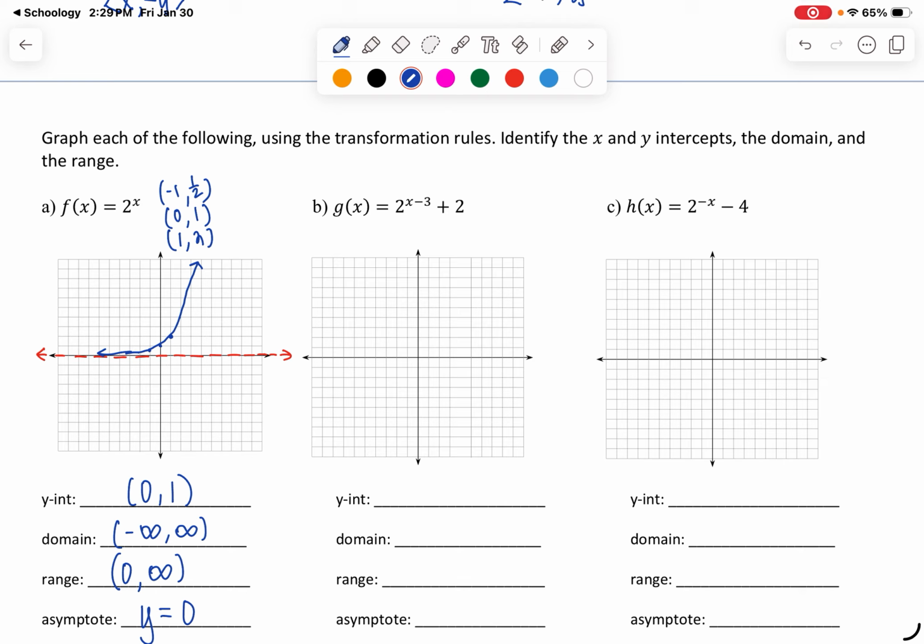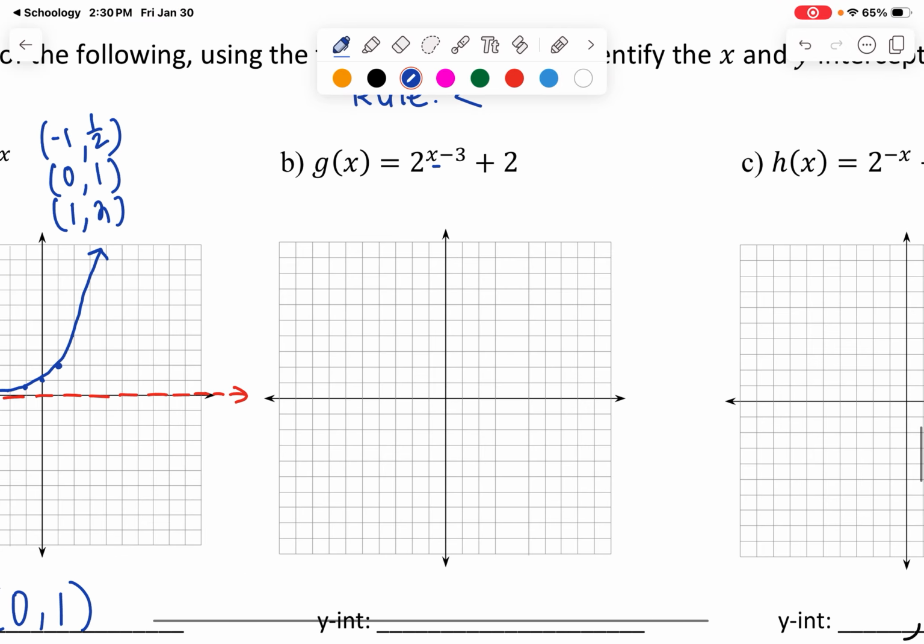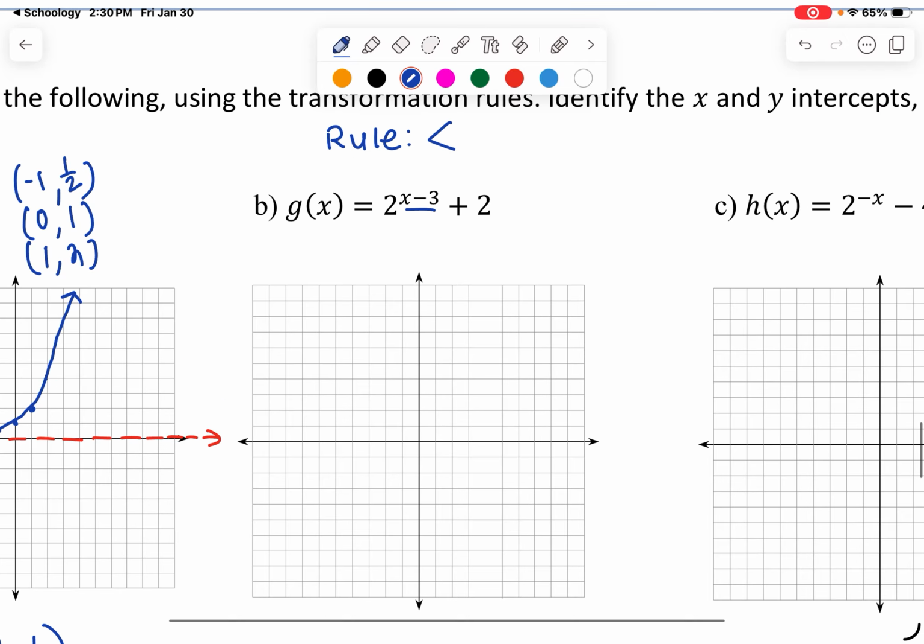Okay, so our rule for this one, I'm going to write rule here, so I know what it is. If you look at what's happening to your x values, you have x minus 3, so that means you're moving 3 to the right. So we're going to add 3 to our x values. Then we have this plus 2 on the end. That is, we're going to add 2 to our y values.